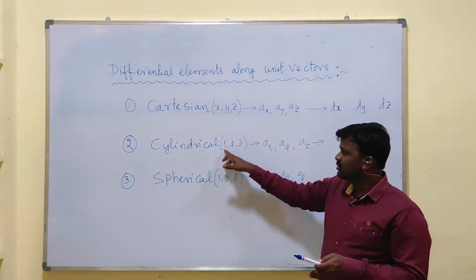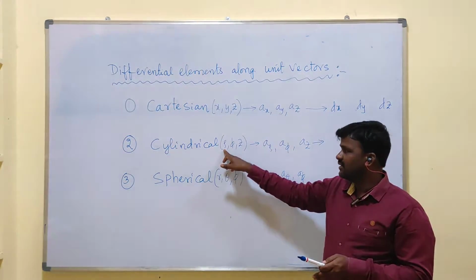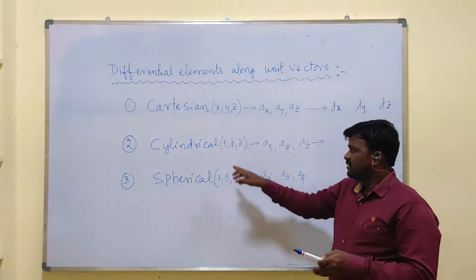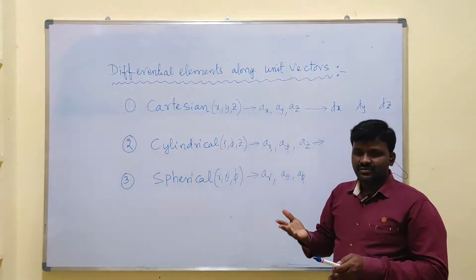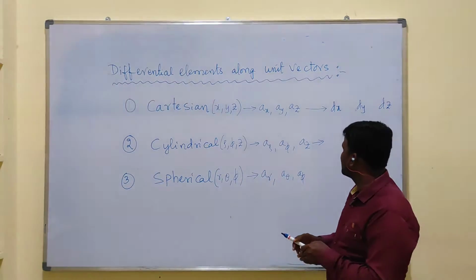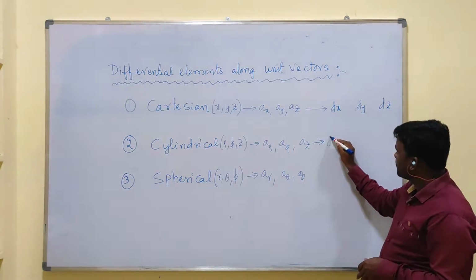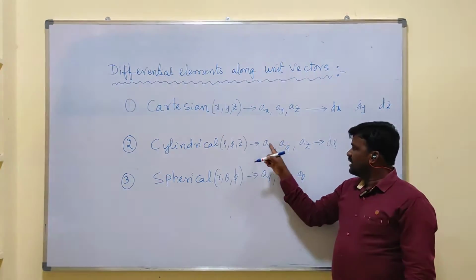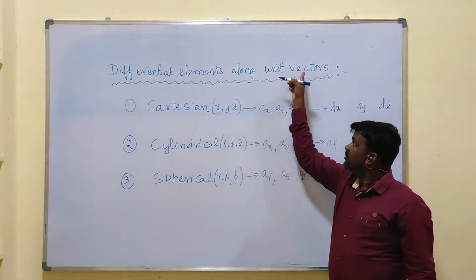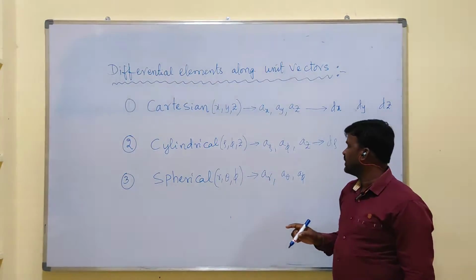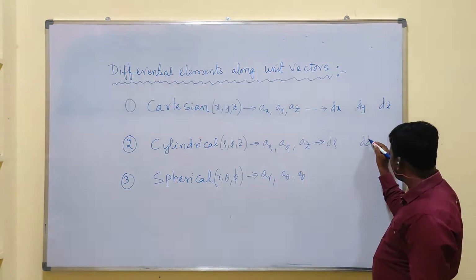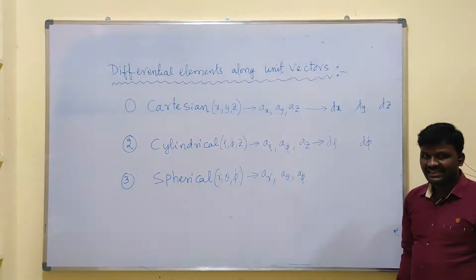Now coming to what is rho? Rho is the radius of the cylinder. Basically, radius is measured in meters or centimeters, just like distance. So that's why it is similar to dx, dy, dz. The differential element along rho direction, that means along the unit vector, is given by d rho. And for phi, we can write d phi. But phi is the angle.